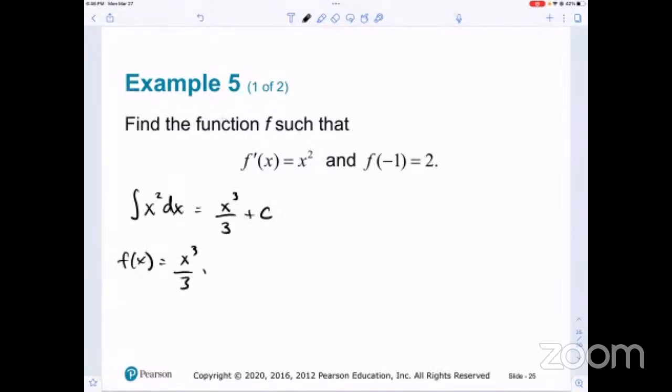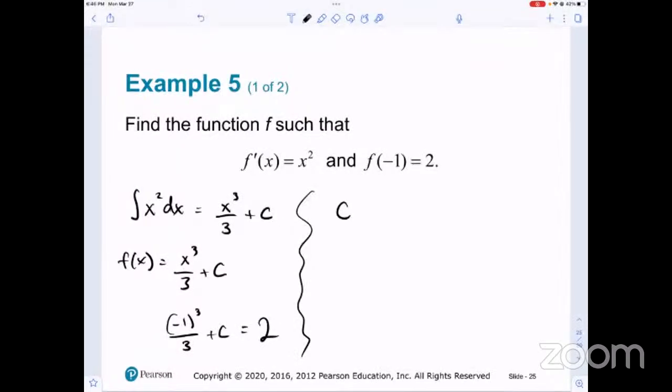But they also give us an additional piece of information saying when x is -1, the corresponding y is 2. So let's account for that. When x is -1, we're going to get -1 cubed over 3 plus a constant, and the corresponding y is 2. So then if we add 1/3 to both sides, c equals 2 plus a third, which is 7/3, right? So then if we put all this together, our f of x should be x cubed over 3 plus 7 over 3.